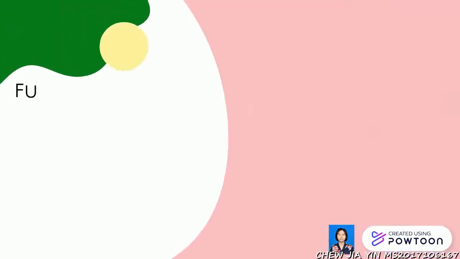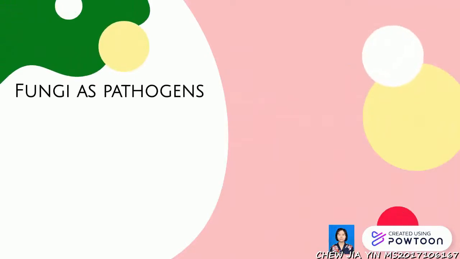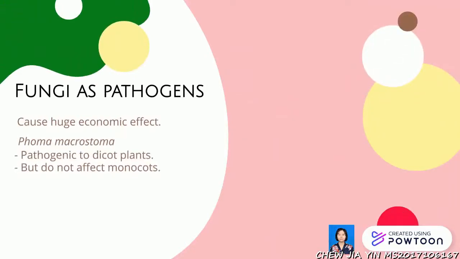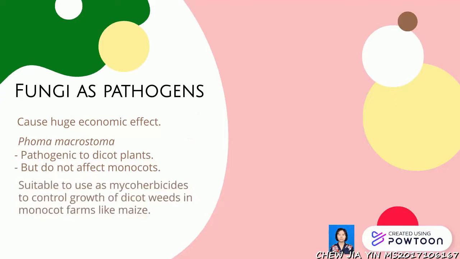Some fungal species are pathogens mostly to plants. Apart from causing huge economic effects, fungi species like Phoma macrostoma are pathogenic to many dicot plant species but have no effect on monocots. Therefore, it is effective to be used as a mycoherbicide to control dicot weeds from growing in monocot farms like maize.